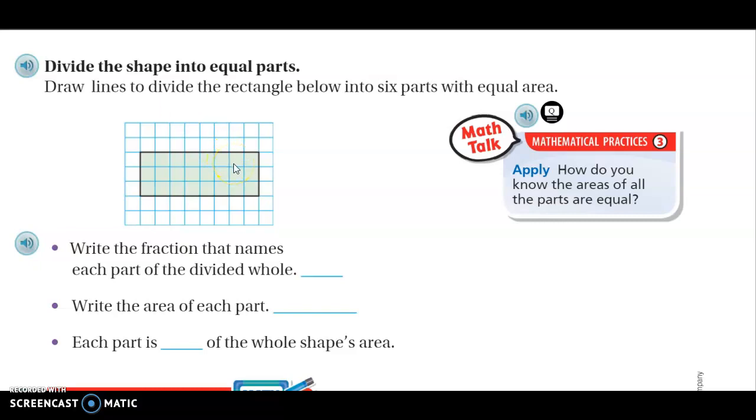I'm going to have you guys try this before I actually show it. I want you guys to really think about this. So, think about the steps. What are you going to have to do to divide this into 6 parts with equal area? This is good. That's a great question.